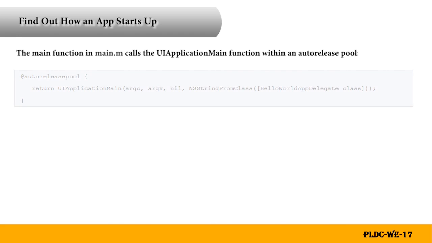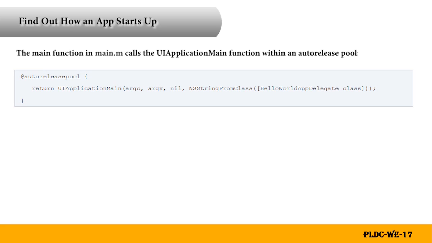The autorelease pool statement supports the automatic reference counting (ARC) system. ARC provides automatic object lifetime management for your app, ensuring that objects remain in existence for as long as they're needed, and no longer. The call to UIApplicationMain creates an instance of the UIApplication class and an instance of the app delegate.